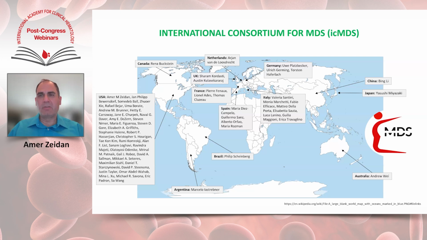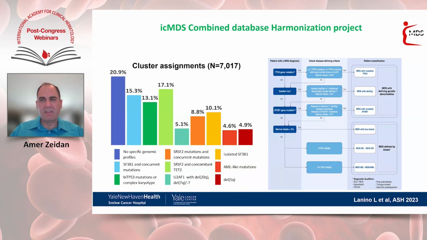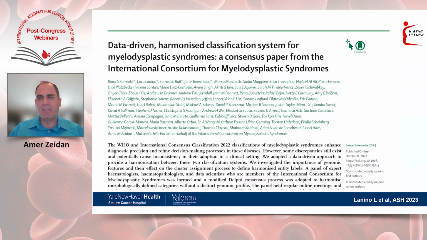And part of the effort to try to harmonize these systems came through the International Consortium for MDS, the ICMDS, which has representation really globally across the world from experts in the field. This was presented last year, not this year, a project to try to harmonize the classification systems. I'm not going to go through this because it's already published, and this is a paper that came out of this. It came a few months ago in the Lancet Hematology.